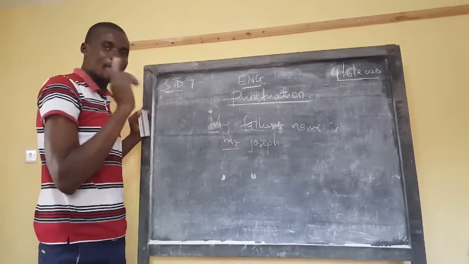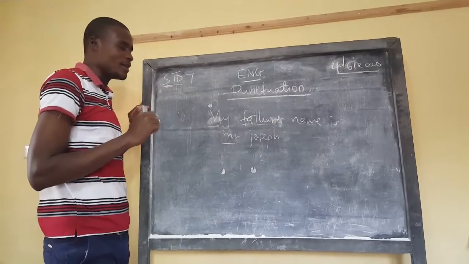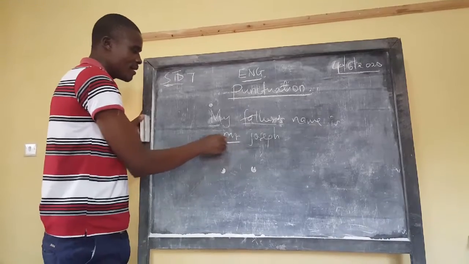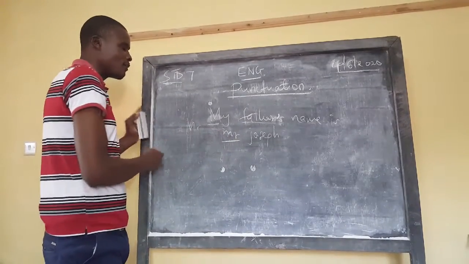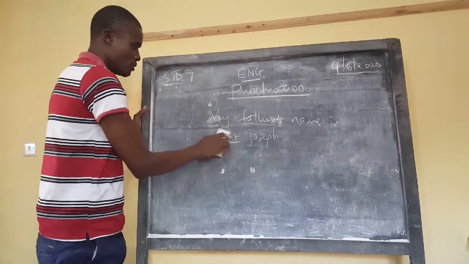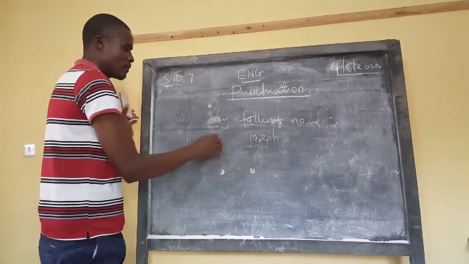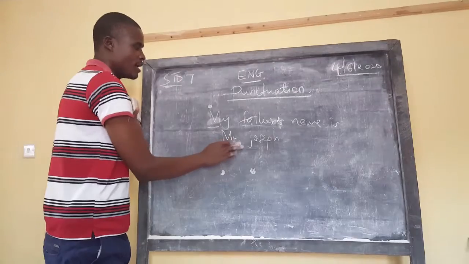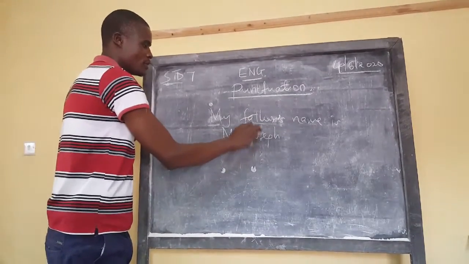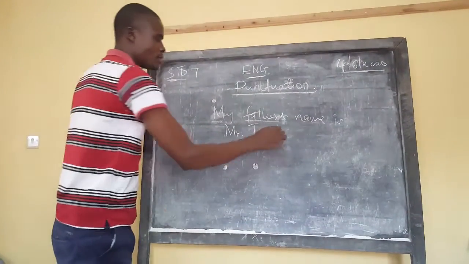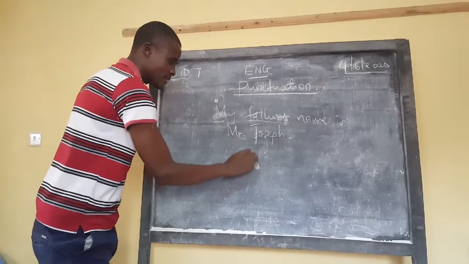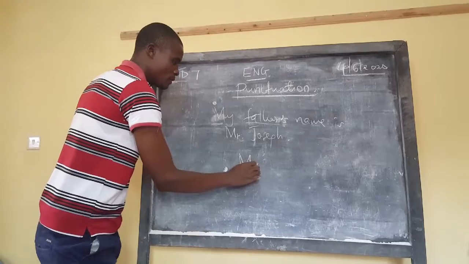Because this one is an abbreviation, we mentioned yesterday very clearly about writing abbreviations. Mr. is written as M-R, and the first letter must be capitalized. And we say Mr. Joseph. This J should be capital to show that it is somebody's name. So in abbreviations, learner, even Mrs., that M must be capital. Mrs.